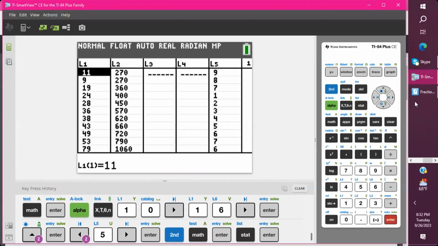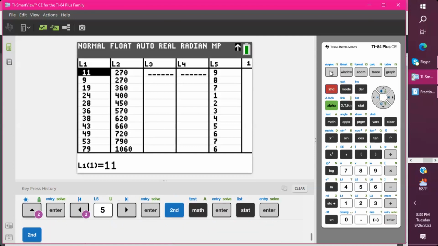And you see that, to save time tonight, I put in the list of the fat grams in L1 and my calories in L2. So I just copied those things. I typed in my 9 and 19 and 24, went over to L2, my 270, 270, 360. So again, it's that same set of data. I've just put it in L1 and L2. The second thing that we always have to do before we can hit the graph key is to decide what kind of graph we're going to make.